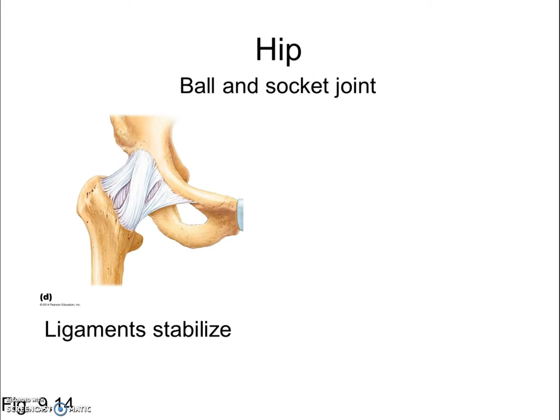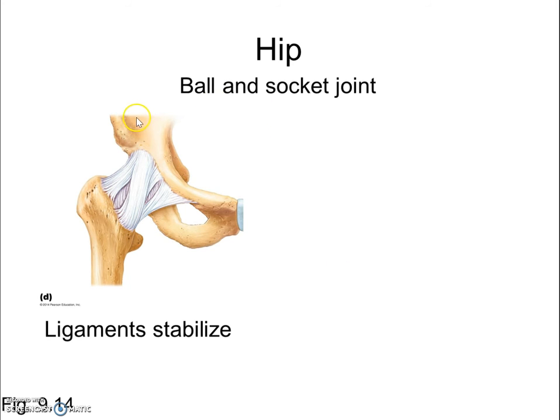We have the hip joint. We talked about the hip joint before when we were looking at the hip and the femur. The hip joint is considered a ball and socket joint. The ball being the head of the femur, and the socket being the acetabulum of your hip bone. So the head of the femur goes into the acetabulum, so the ball goes into the socket.